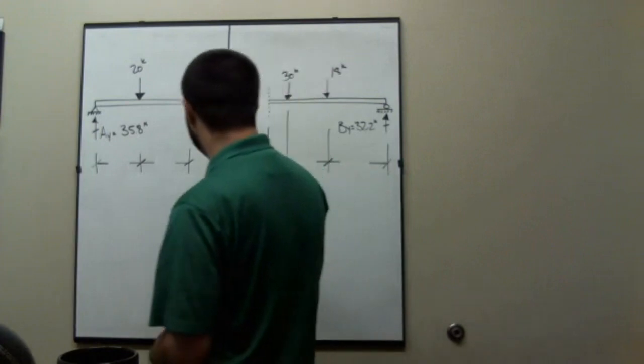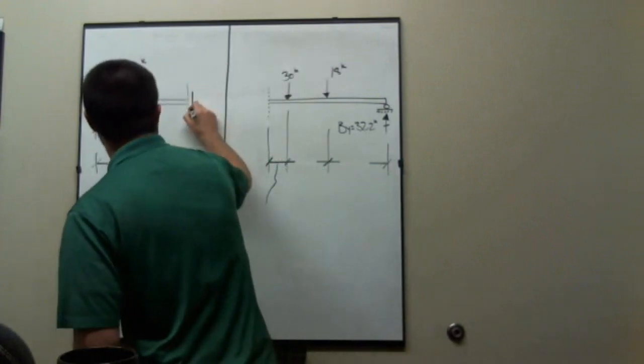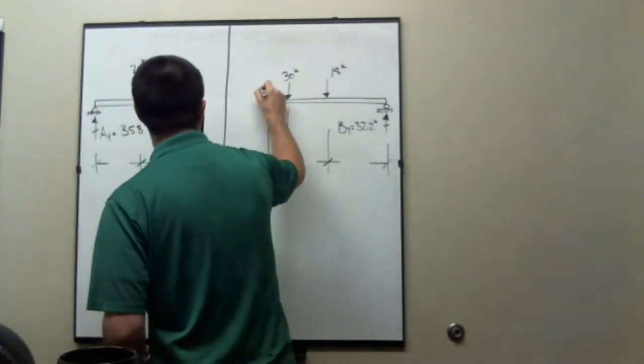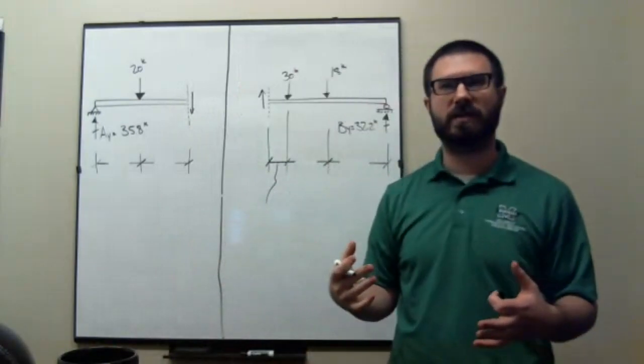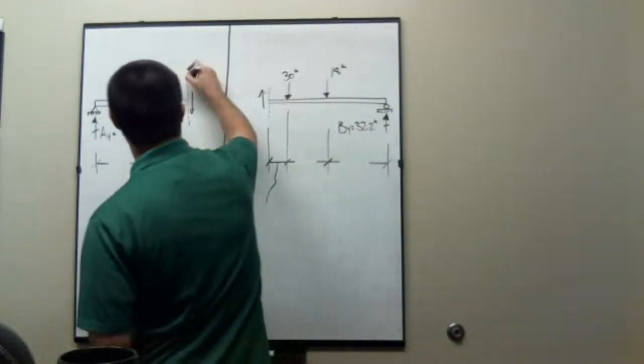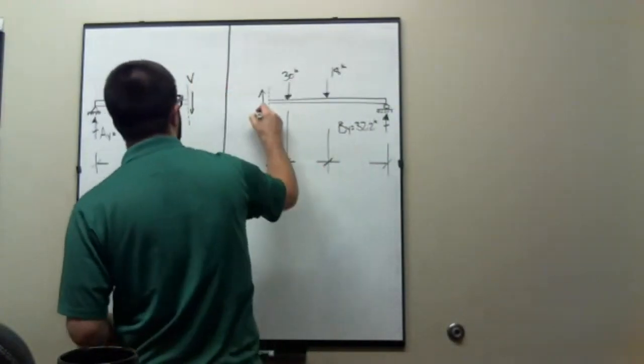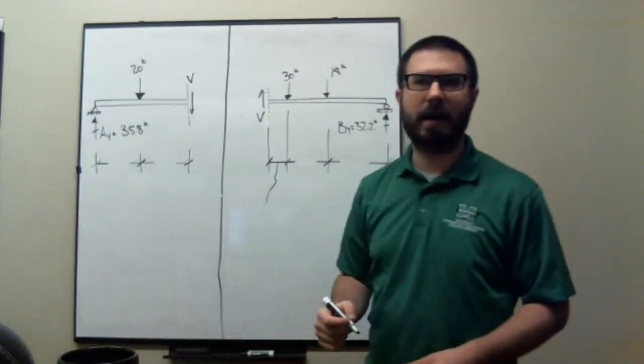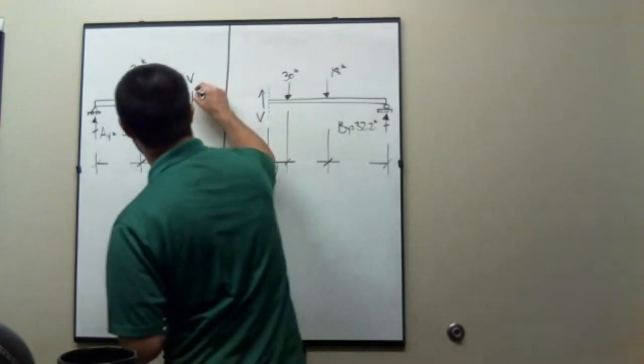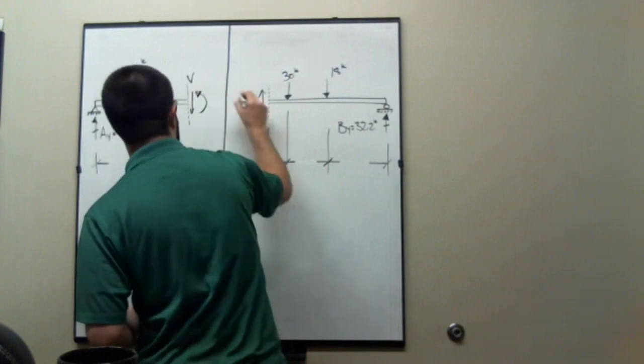So for instance, when you're looking at the shears, these are positive shears. These are our unknown vertical forces inside the section. Maybe we'll just call this V and V. And then our moments, these are positive.